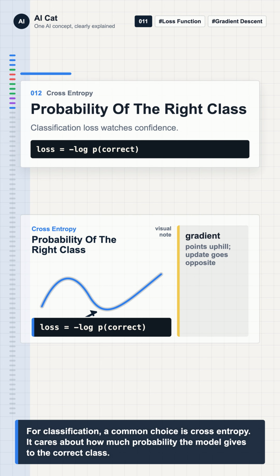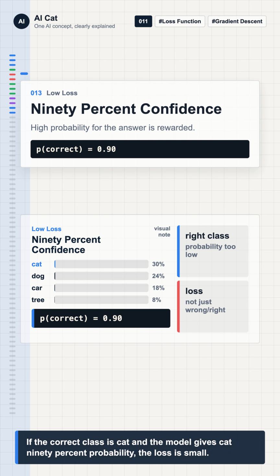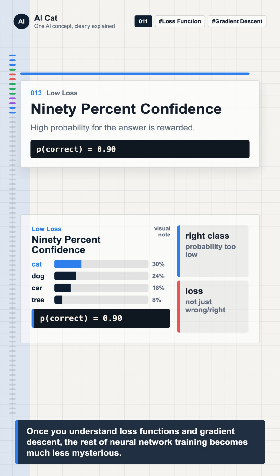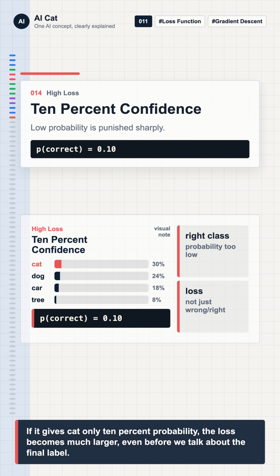For classification, a common choice is cross entropy. It cares about how much probability the model gives to the correct class. If the correct class is cat, and the model gives cat 90% probability, the loss is small. If it gives cat only 10% probability, the loss becomes much larger, even before we talk about the final label.